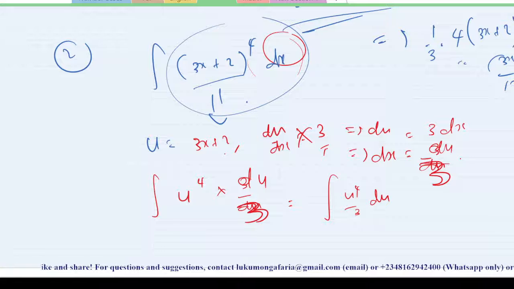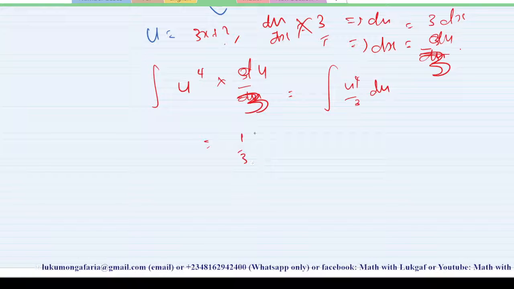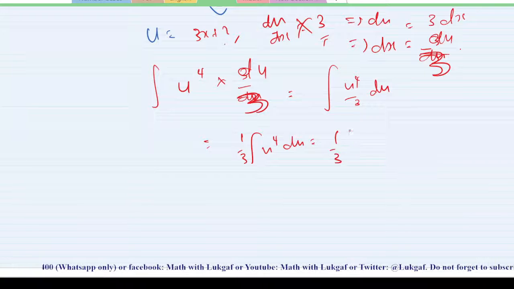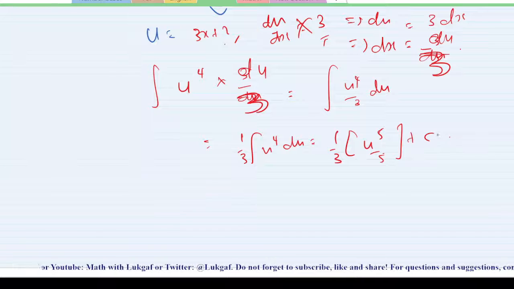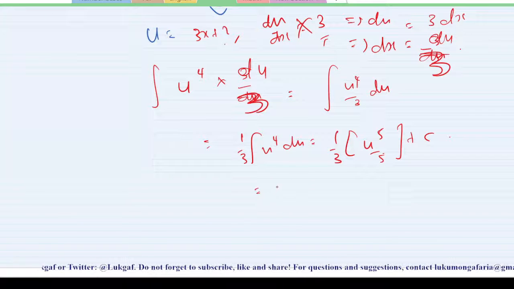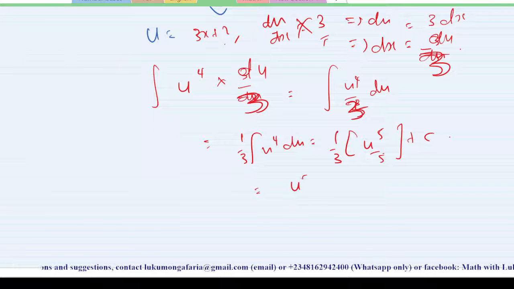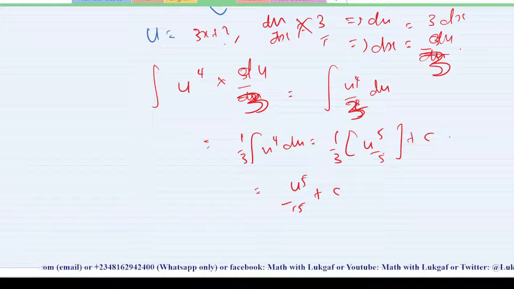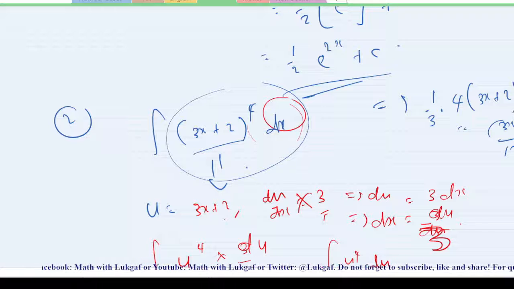And don't forget, when you want to integrate, you take out the constant. Then I can have 1 over 3 integral u raised power 4 du. And if you integrate this, I'm going to have u raised power 5, you add 1 to the index, divided by the new index, plus c. So if you multiply it together, you have u raised power 5 divided by 15 plus c. That is as simple as that.